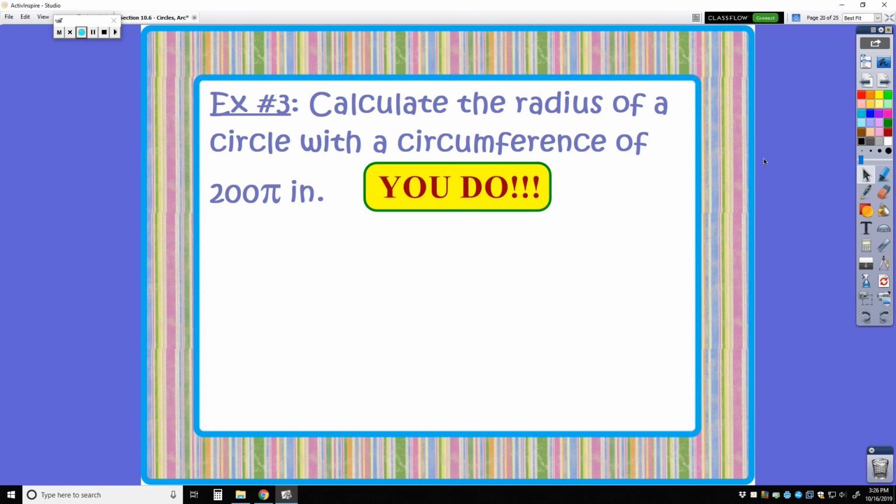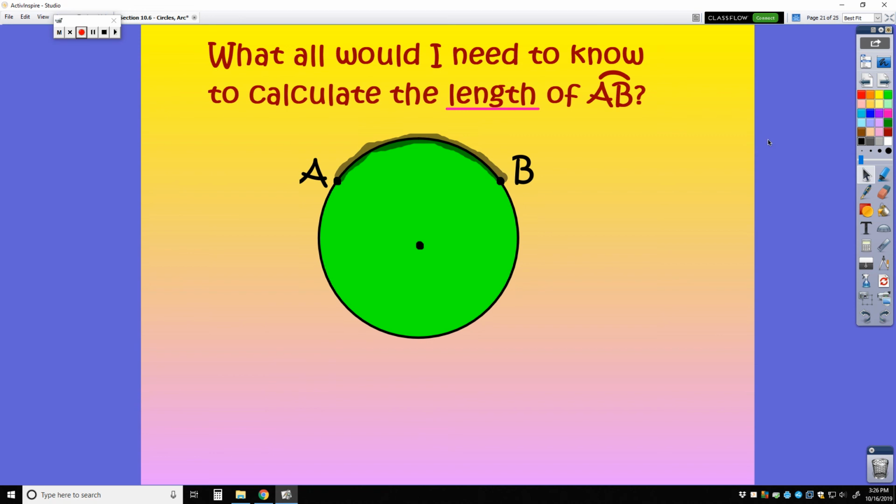So now I want you to try example 3, and you can pause the video, try it, or wait until the end of the video and then go back and try it. But we'll talk about this one in class the next day. But we're not done yet.